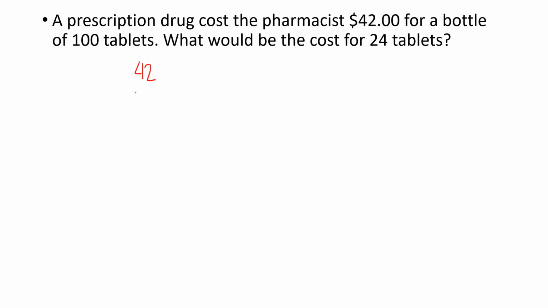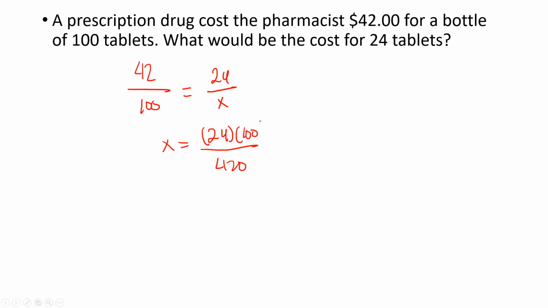So again, let's start. 42 over 100 equals x over 24, where x is the cost for 24 tablets. X would be 24 over 100 times 42. Oh, I see. I just made a mistake on my zeros. It would only actually cost $10.08. Okay, it was only $42, not $420.